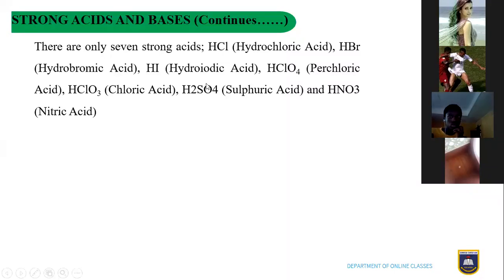Sorry, these two, I thought I corrected this. You should know this. It's supposed to be written as a subscript, not the way it is here. H2SO4, that's sulfuric acid, and HNO3, nitric acid. These are the only strong acids we have in chemistry. There are only 7. There are only 7 strong acids in the whole of the chemistry. All other acids apart from this are weak.